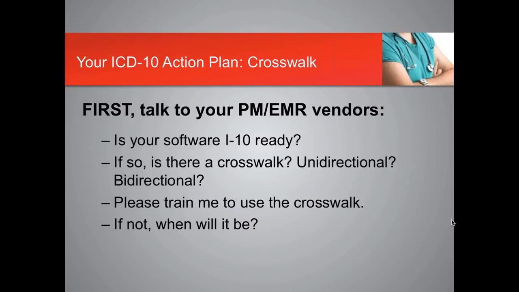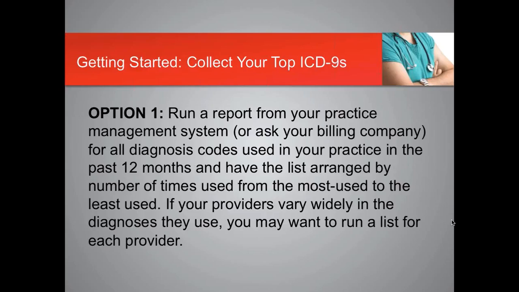Keep in mind that there's not a one-to-one correlation for the majority of codes that are 9 to 10. It's much easier to go backwards from 10 to 9 because there's a multitude of codes in 10 that will fit with one 9 code, but it does not work the other way around. Make sure you know when your software is going to be available, and hopefully it will be available very soon. You don't want to just be able to start using it October 1. You want to really understand how it works as soon as possible.